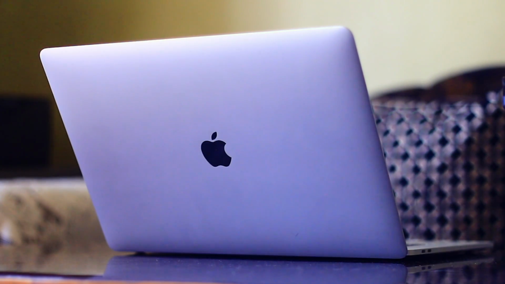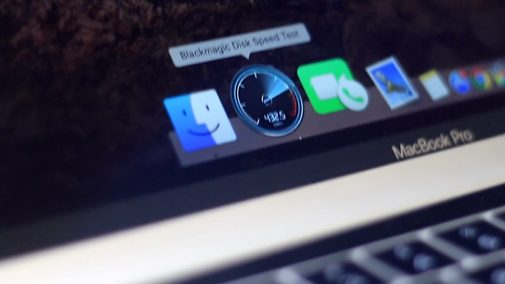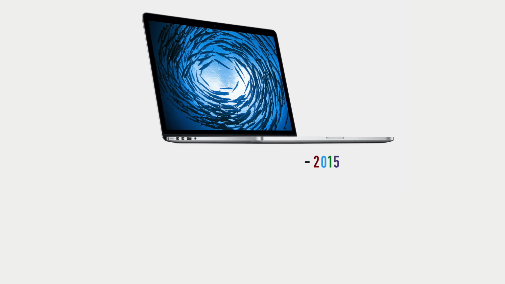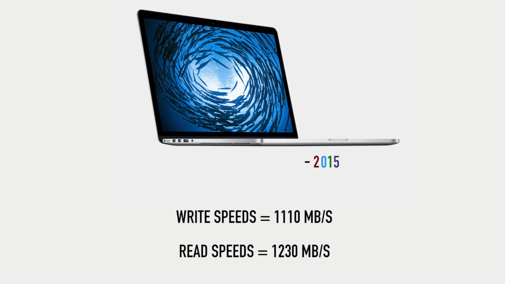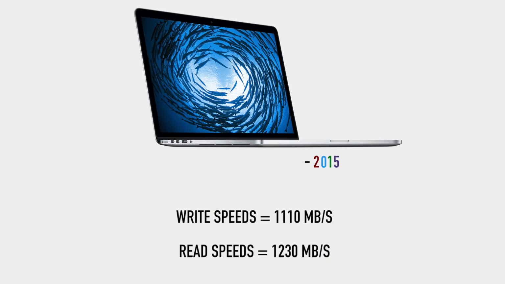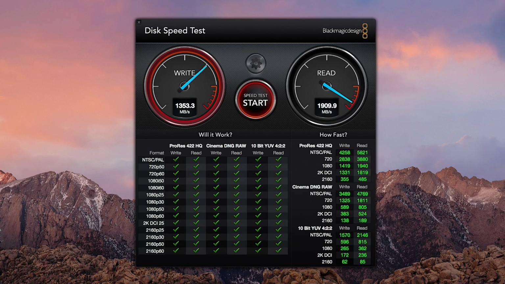Now, Apple was kind of touting a lot on the highly improved SSD speeds of the new MacBook Pro, so I put it to the test through the Blackmagic Design Disk Speed Test app, where the 2015 MacBook Pro got write speeds up to 1,110 megabytes per second and read speeds up to 1,230 megabytes per second, whereas the 2016 MacBook Pro scored 1,409 megabytes per second on the write side and 1,724 megabytes per second on the read side, which is a great improvement from the last generation.